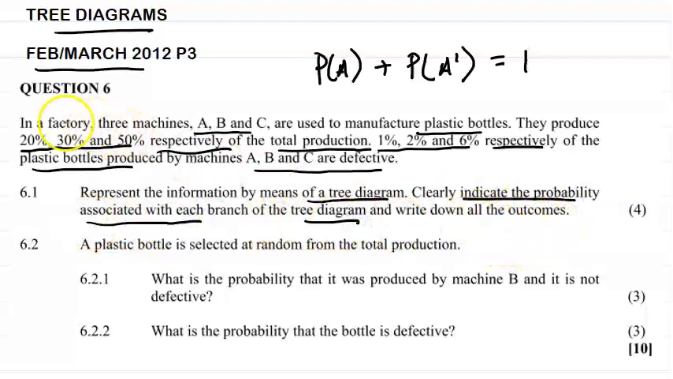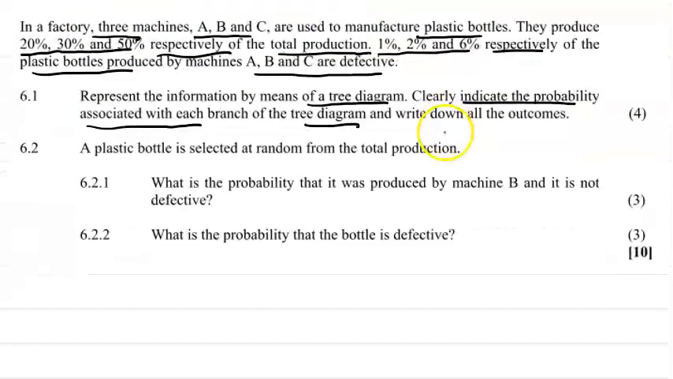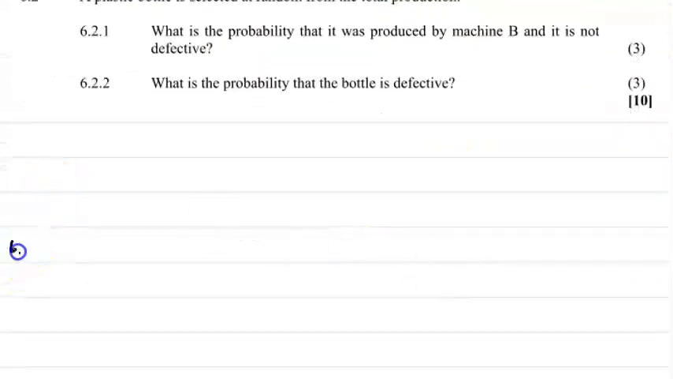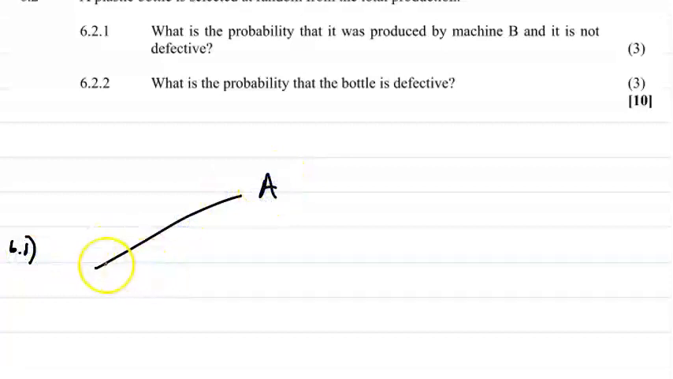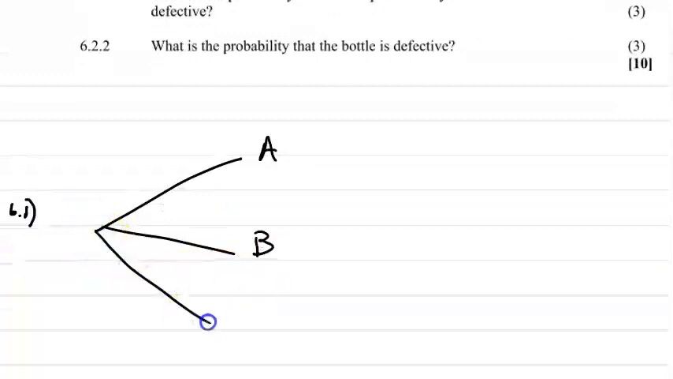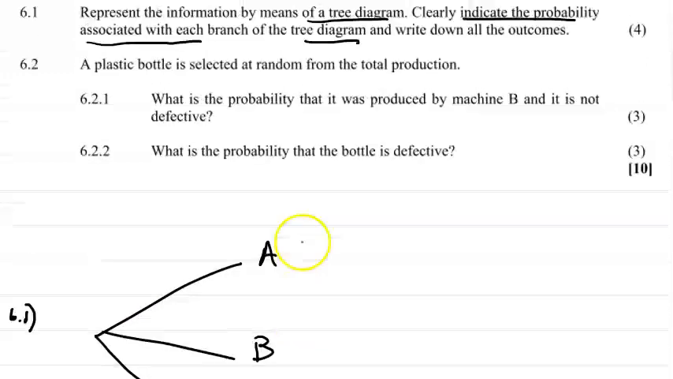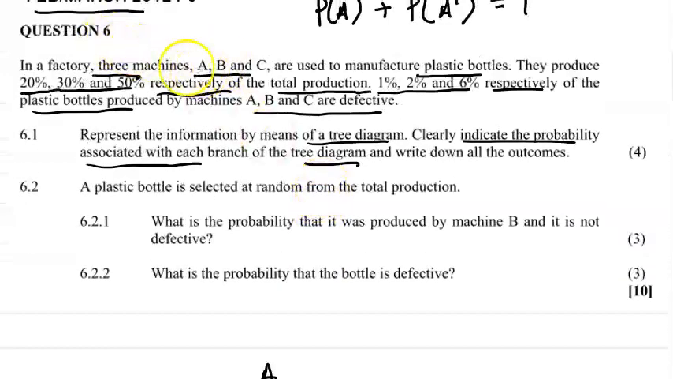So let's firstly start with: in a factory, 3 machines A, B, and C are used to manufacture plastic bottles. So therefore the tree diagram is going to look like this. So for 6.1, that's machine A, machine B, and machine C. And machine A produces 20% of the plastic bottles, machine B 30%, and machine C 50%.